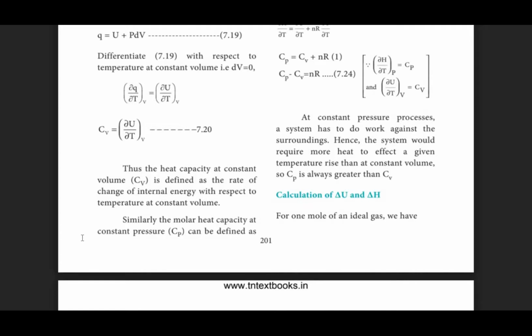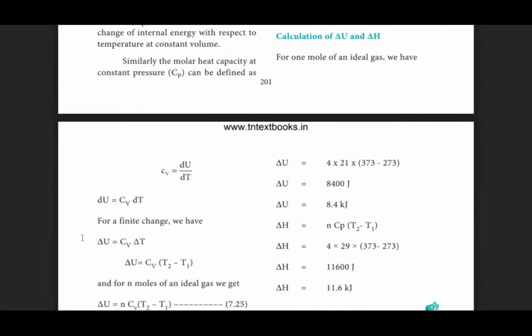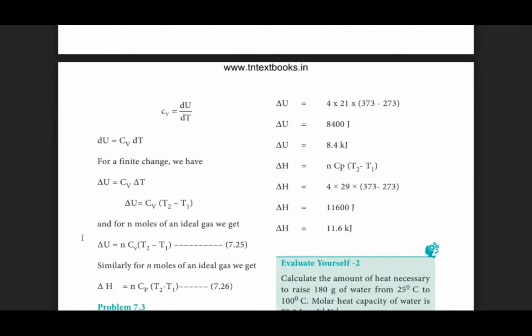Calculation of delta U and delta H. Here, delta U is the internal energy and delta H is the enthalpy. For 1 mole of an ideal gas, we have the formula Cv is equal to dU by dT, or dU is equal to Cv dT. For a finite change, we have delta U is equal to Cv delta T, or delta U is equal to Cv into T2 minus T1.